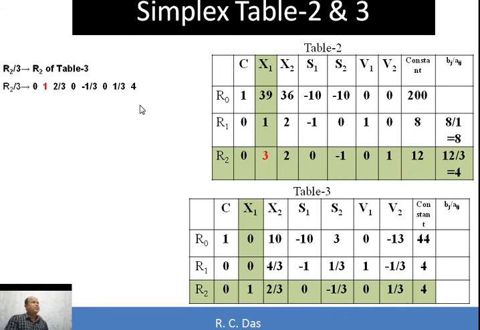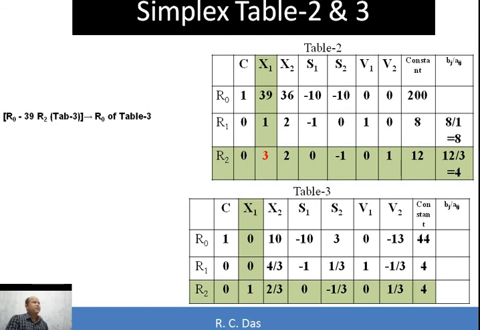So let us put this value in table number 3. Putting this value, we get this row. Now come to row 1. In row 1, this 39, can we make it 0? To make it 0, we have to take this relation: R0 minus 39 times R2 of table number 3 will give the R0 row of table number 3.